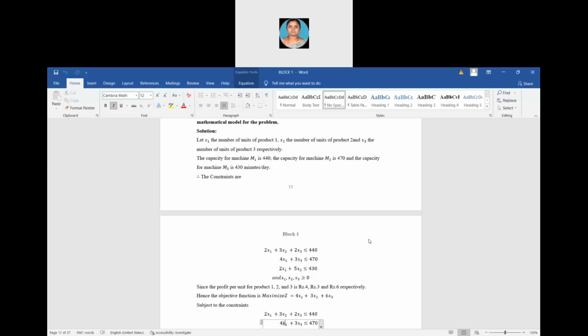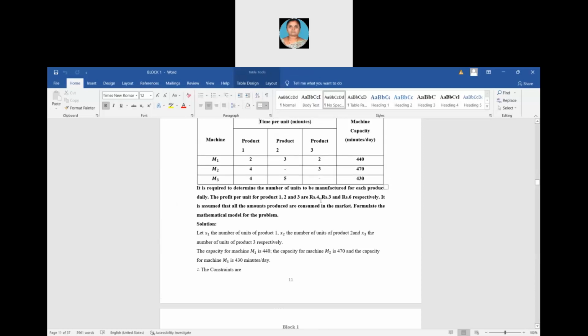So we can take that profit value and write it in terms of the objective function. That is, maximize Z. Already we know profit means it is only maximization. So the objective function is maximize Z equal to 4x1, as they have already given in the question itself.